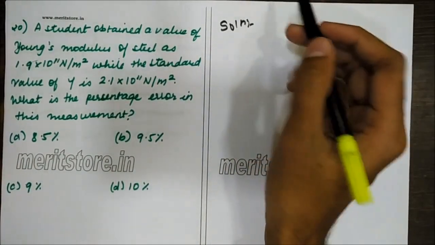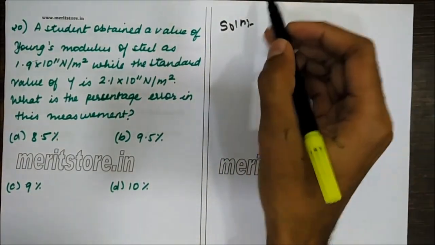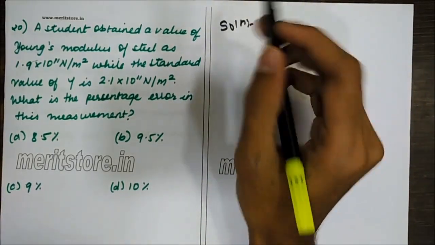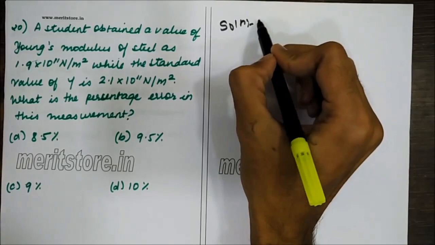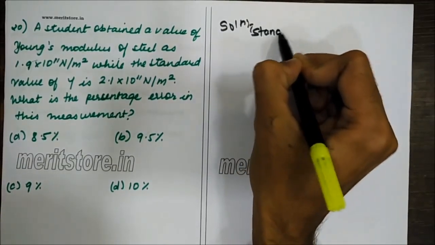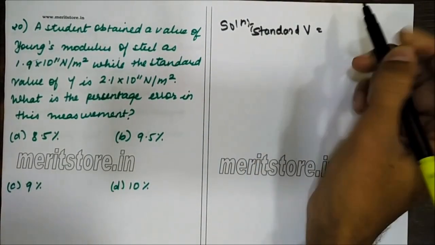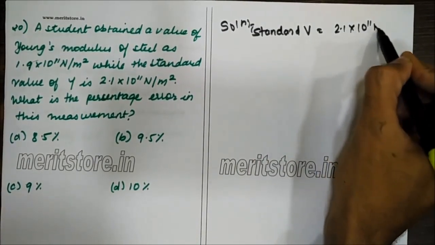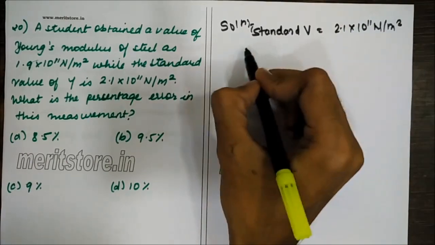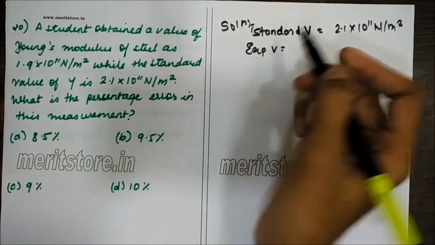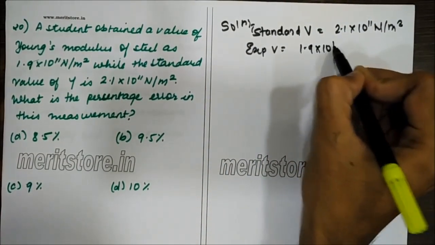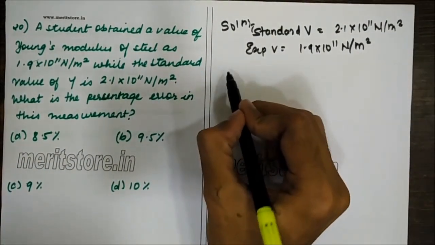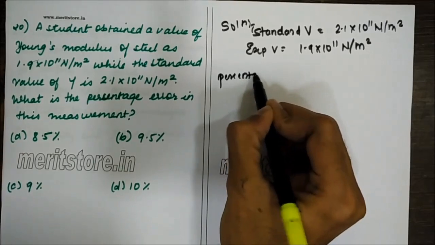So again we need to find the percentage error, but here you are given the standard value and the experimental value. The standard value is given to be 2.1 × 10^11 Newton per meter square, and the experimental value is given to be 1.9 × 10^11 Newton per meter square.